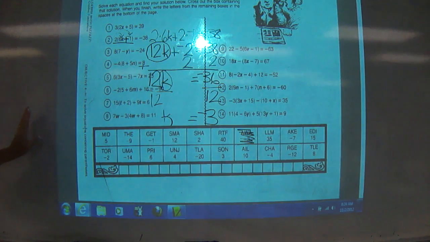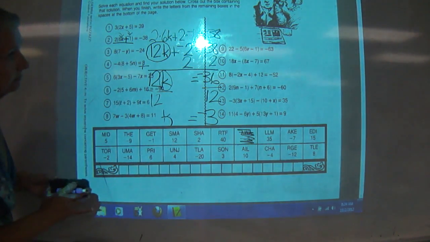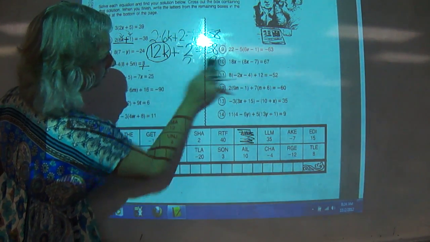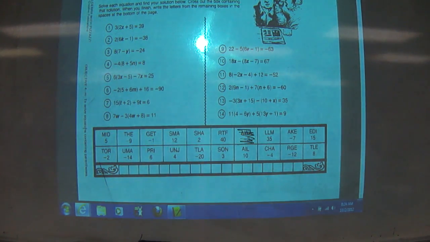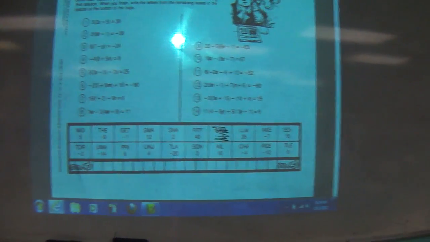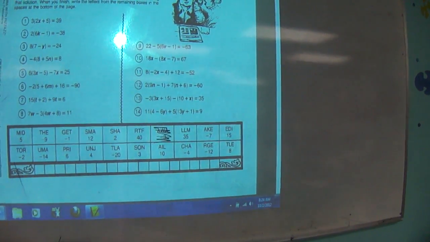All right? Let's do a harder one. What number? 12, 13, or 14? Yeah, 12, 13, or 14. They all look pretty hard. 13. 13? Okay.